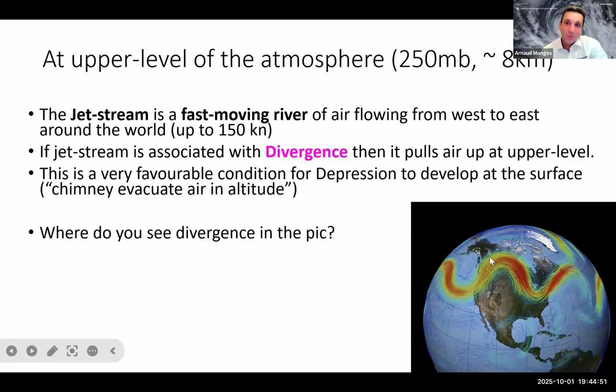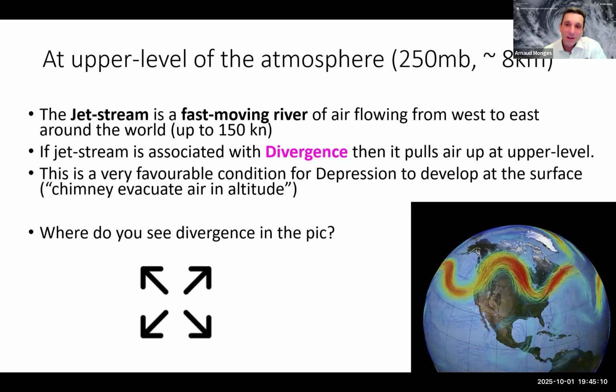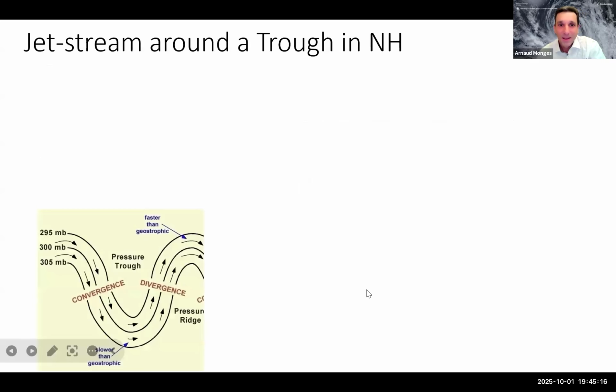My question now is, when you look at this, where do you see the divergence in this picture? And the answer is not very simple. Divergence means the air goes away, but it's not easy to look at this and see the divergence. So come with me and we're going to study where you have divergence in such a flow.